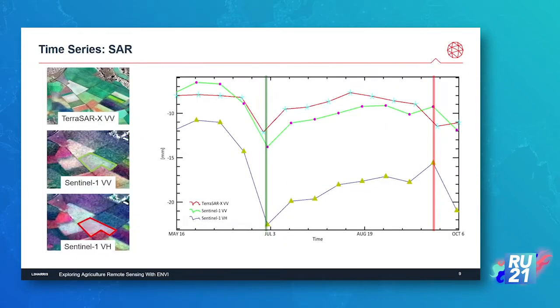Now, we're looking at the field we just viewed with our 4 scenes of optical data with a few different SAR sensors. At the beginning of this time series, we see high intensity responses. This is due to plowed soil in preparation of the planting of the field, as we saw in the June optical image. In the beginning of July, we see a minimum, which is highlighted by the green line.